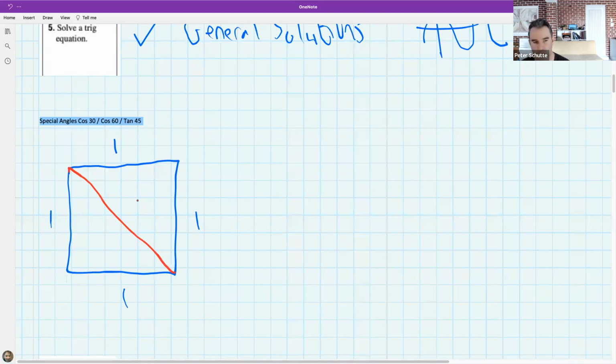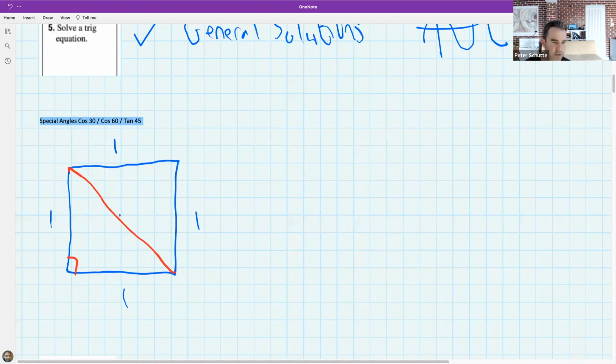What could be used to work out the length of that diagonal? We do actually need to acknowledge that this is a right angle. I totally agree with you, it's Pythagoras, our old friend. So tell me what Pythagoras says about the length of the diagonal.